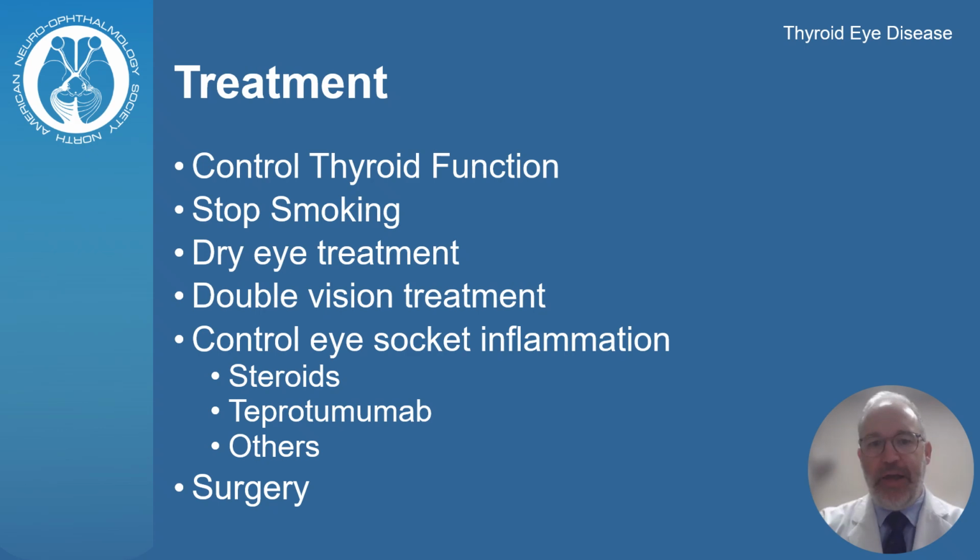Patients who have a need for dry eye treatment can use products such as artificial tears. Patients with visual blurring or double vision may require glasses, sometimes with prisms. Patients with more moderate to severe eye socket inflammation may require treatment with systemic medications such as steroids, teprotumumab, or sometimes others. And lastly, sometimes surgery is necessary for patients with very severe disease or for residual after effects of the disease. This may include eye socket surgery, eye realignment surgery, or eyelid repositioning surgery.